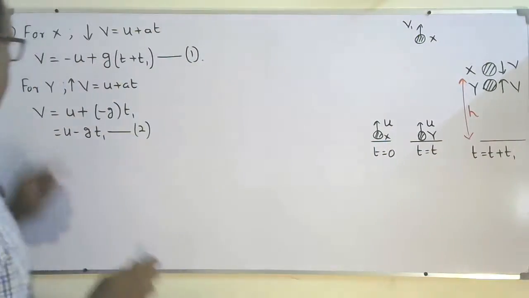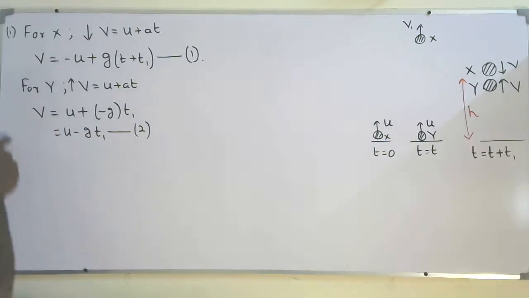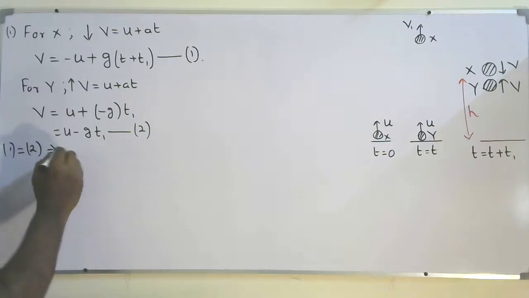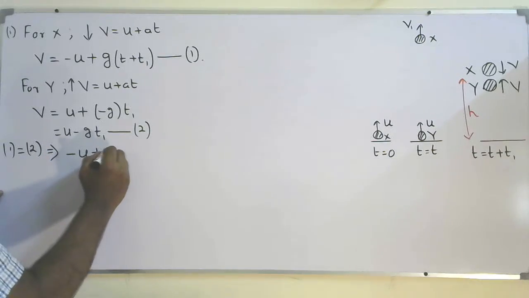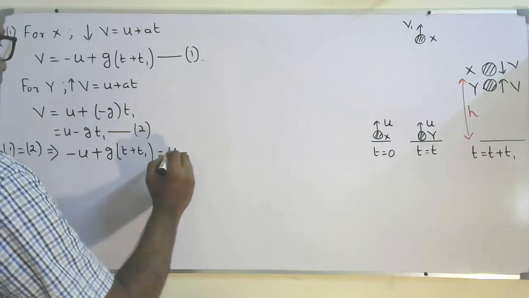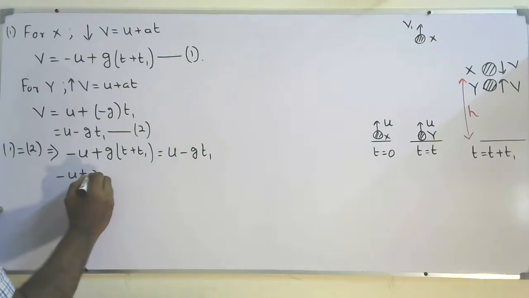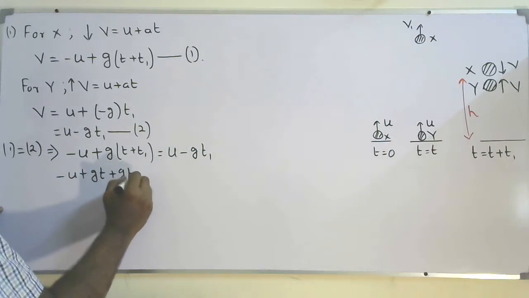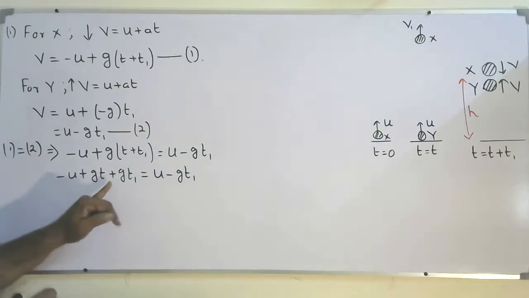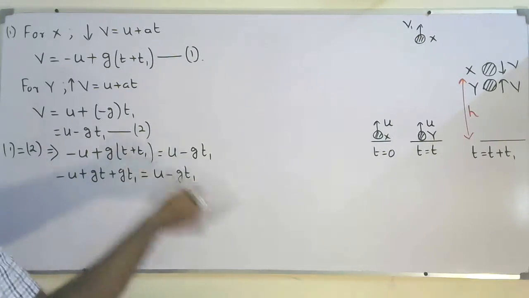So I can equate both left hand sides, so I can equate both right hand sides. The left hand side is the same, so I can say equation 1 equals equation 2. So minus u plus g(t plus t1) is equal to u minus g t1. Solve it: minus u plus gt plus gt1 equals u minus gt1. Bring this to the left side and that to the right side, so rearrange it.